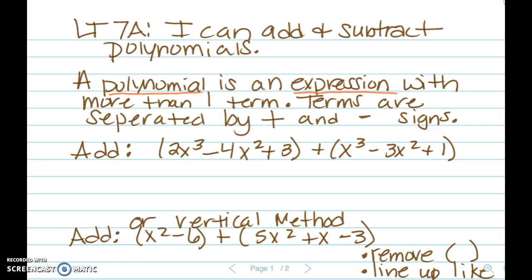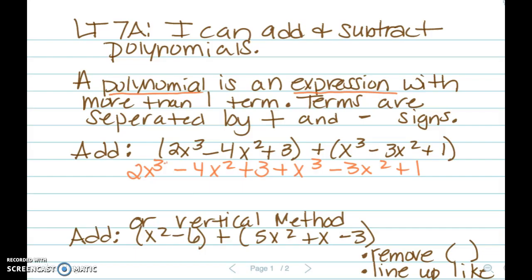The first step here is to write the polynomials that are being added without parentheses. So I'm going to have no parentheses: 2x cubed minus 4x squared plus 3 plus x cubed minus 3x squared plus 1. The second step is to identify like terms. And as a reminder, like terms have the same variable and the same exponent.